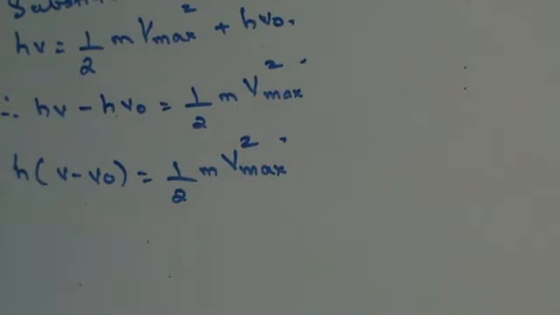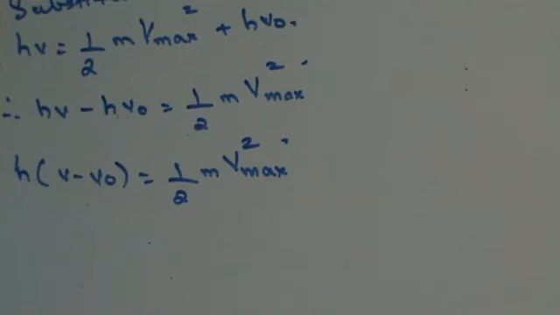Can you just write this down, please? First, the kinetic energy of photoelectrons emitted will go on decreasing if the frequency of the incident radiation is decreased.